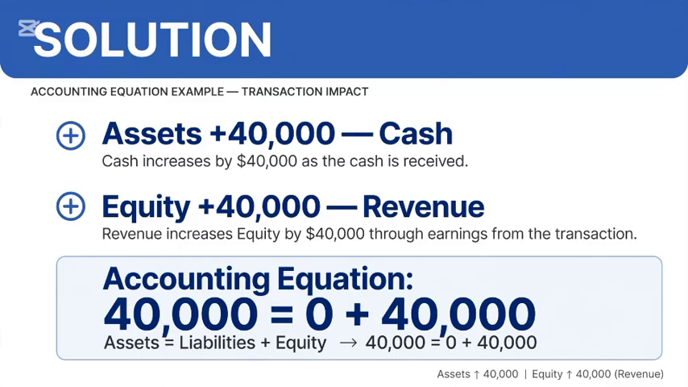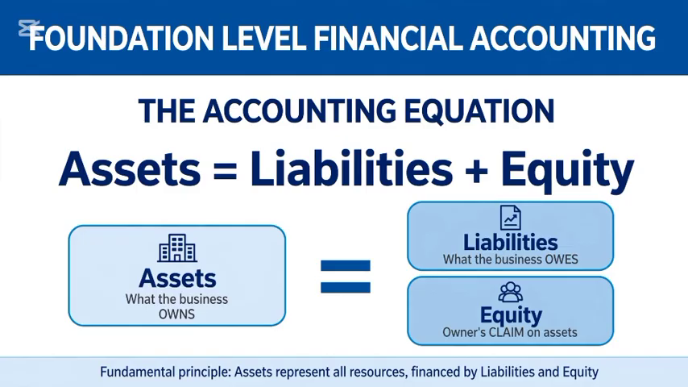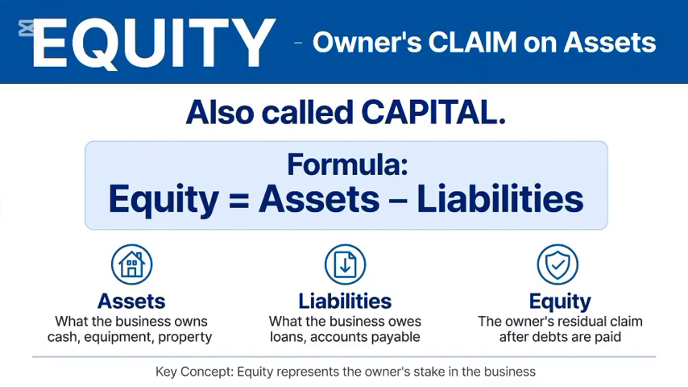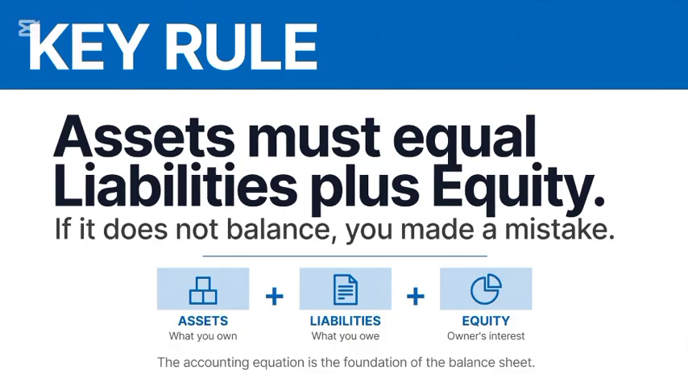Example 2. Bought inventory worth 20,000 on credit. Stock asset increased by 20,000. So assets plus 20,000. We owe the supplier, so liabilities increased by 20,000. So liabilities plus 20,000. Check: 20,000 equals 20,000 plus 0. Perfect.